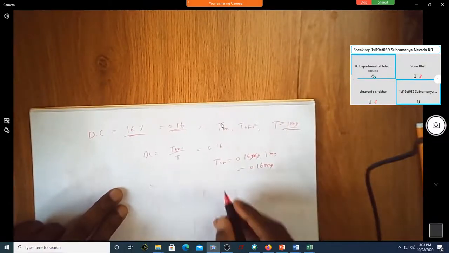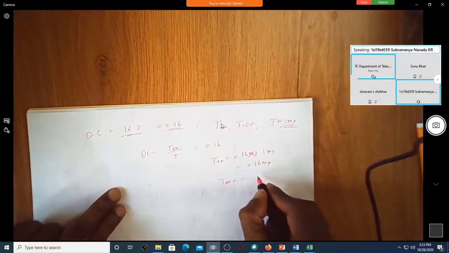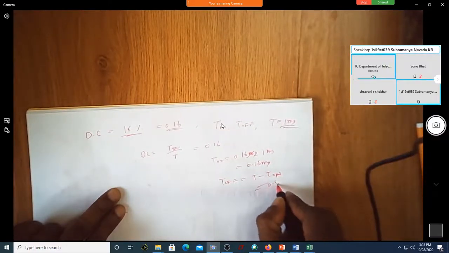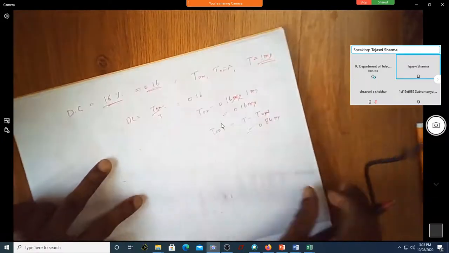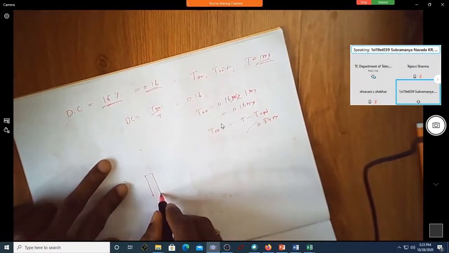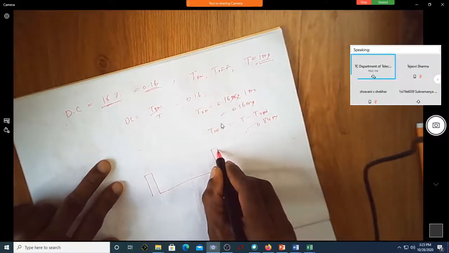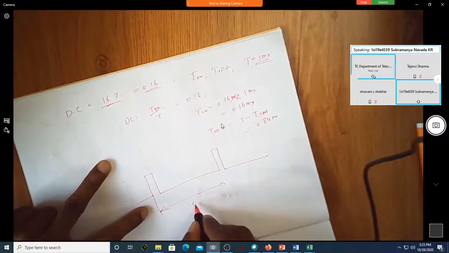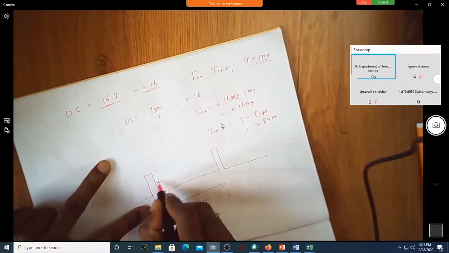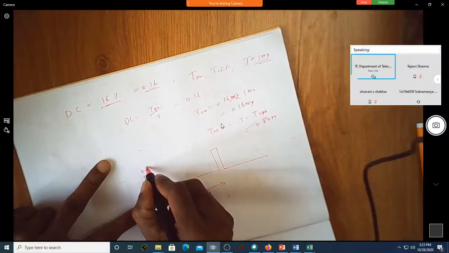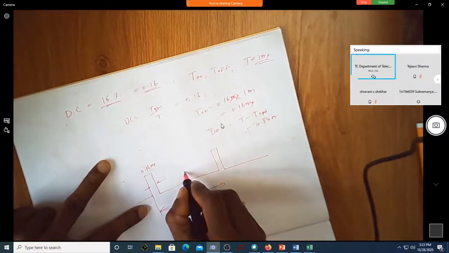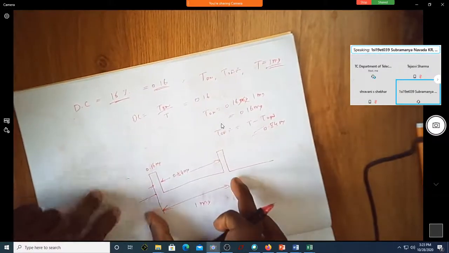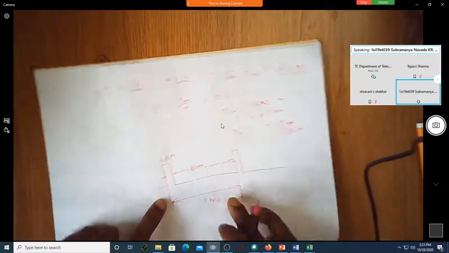What is T off? 0.84, sir. Can you see now? Something like this. If it is 1 millisecond, then this is 0.16 millisecond, whereas this is 0.84 millisecond. The total time remains 1 millisecond.